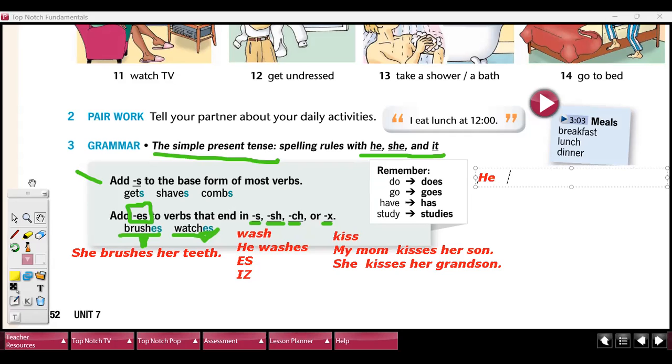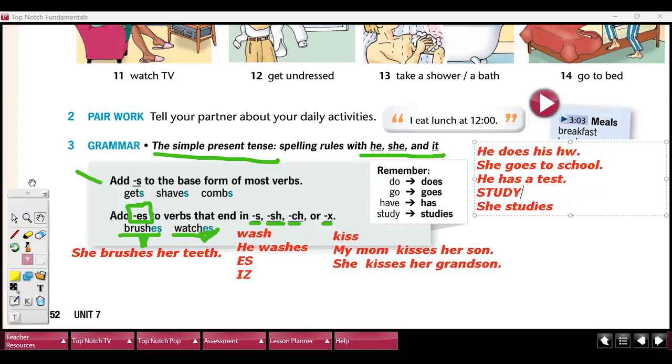Por ejemplo, he goes. Oh, okay, he does. Does her, let's say, his homework. Él hace su tarea. She goes to school. He has a test. Tiene un examen. She studies. Okay. Studies. Y tenemos ahí otra excepción. Va incorporada ahí dentro de ese cuadrito. El verbo estudiar. El verbo estudiar, ¿en qué termina? Termina en consonante.